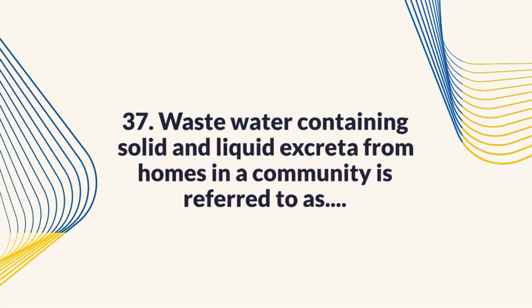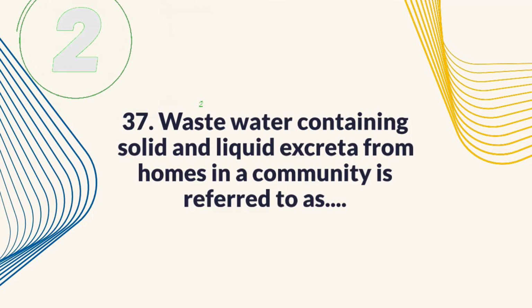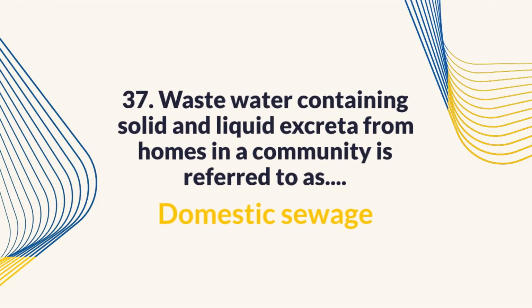37. Wastewater containing solid and liquid excreta from homes in a community is referred to as. Answer is domestic sewage. Alright, let's simplify this. Domestic sewage is basically all the dirty water and waste that comes out of our homes, like from toilets, sinks, and showers. It's important to manage this properly to keep our communities clean and healthy.